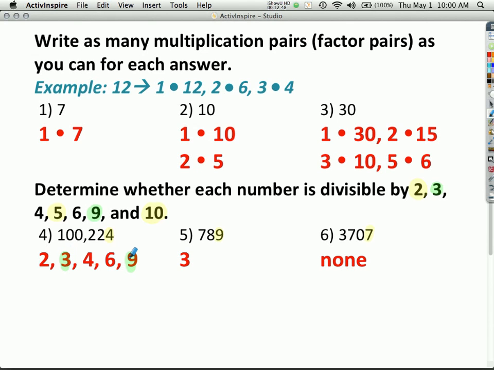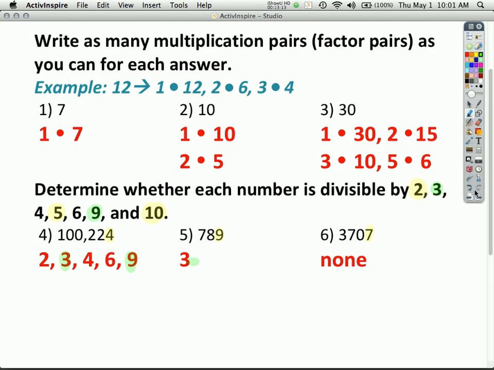But let's now test out number 5, 789. Add those up. What does it come out to? Catalina? 24. Is 24 divisible by 3? Yes. You get 8. Is 24 divisible by 9? No, it is not. And that's why you only see a 3. Any comments, questions about the rules for 3 and 9? These are important rules.